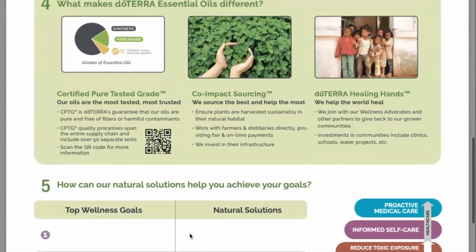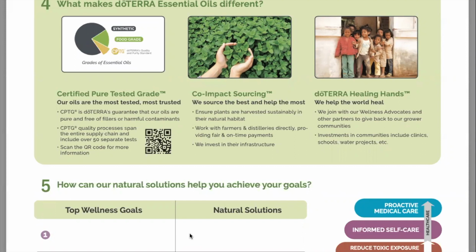So now, coming back to what I had mentioned earlier, what makes doTERRA essential oils different. The first thing is that they're certified pure tested grade. Their essential oils are the most tested and the most trusted across the world. You can scan this QR code for more information. Otherwise, you can also use their website, sourcetoyou.com, where you can see all of the third-party testing that goes into each batch of oils.